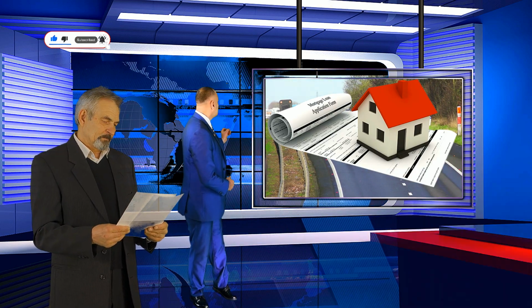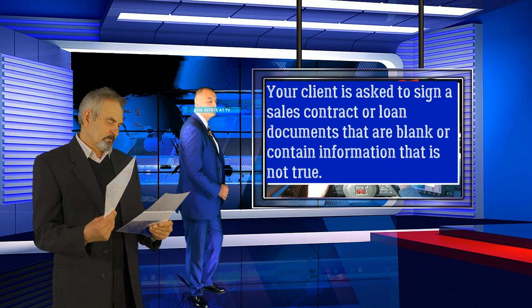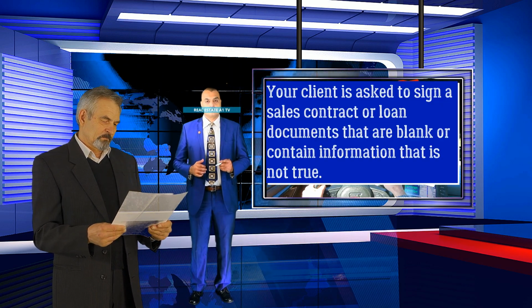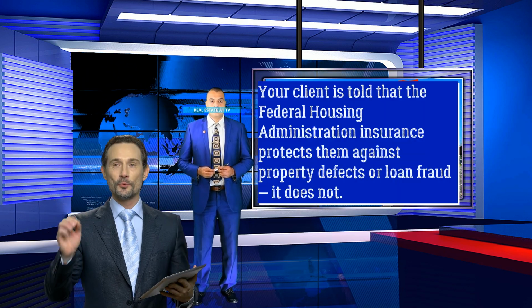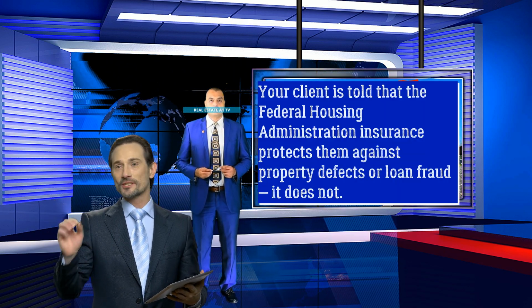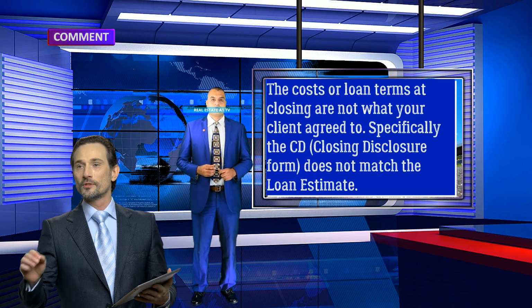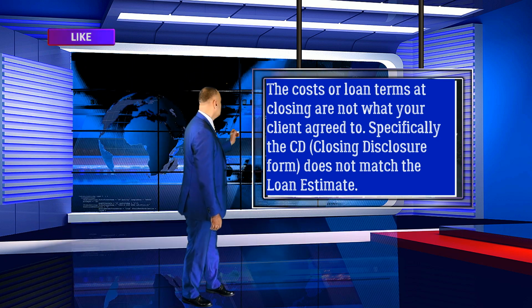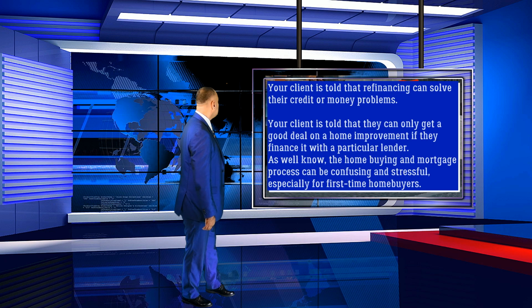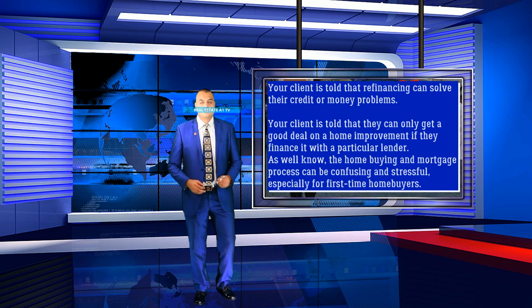The house your client is buying costs a lot more than other homes in the neighborhood, but isn't any bigger or better. Your client is asked to sign a sales contract or loan documents that are blank or contain information that is not true. Your client is told that the Federal Housing Administration insurance protects them against property defects or loan fraud. It does not. The costs or loan terms at closing are not what your client agreed to. Specifically, the CD, closing disclosure form, does not match the loan estimate. Your client is told that refinancing can solve their credit or money problems. Your client is told that they can only get a good deal on a home improvement if they finance it with a particular lender.